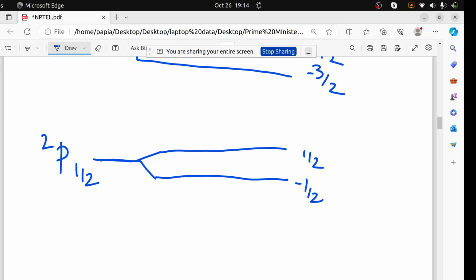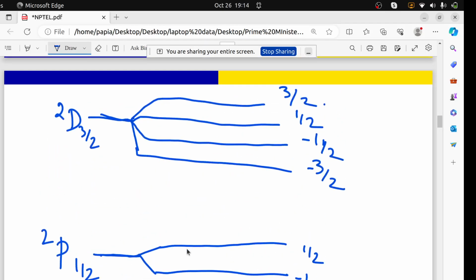The selection rule is what? Delta L equals plus minus 1, and delta mJ can be 0 and plus minus 1. Obviously you can see here that delta L is plus minus 1, because here L is 1 and here L is 2. That means only from here to here all the possible splitting can be possible. All the possible lines will be allowed.